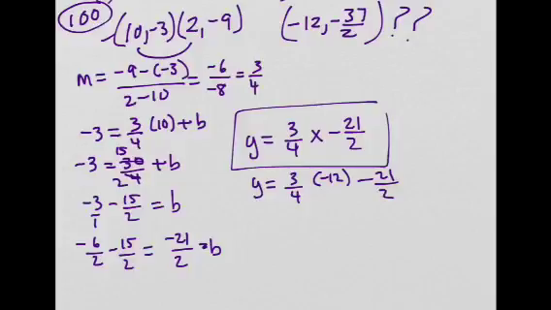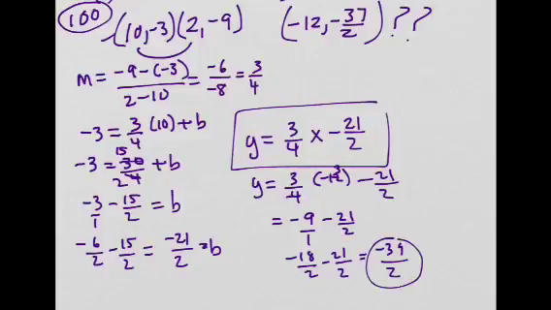And so you reduce this into here. That's 9. 4 goes into 12 3 times, right? So 3 times negative 3 is negative 9. So negative 9 minus 21 halves. Again, I need a common denominator. So I get negative 18 halves minus 21 halves. So that gives me negative 39 halves. Well, unfortunately, the y value over here on this side is negative 37 halves. So this statement is false.